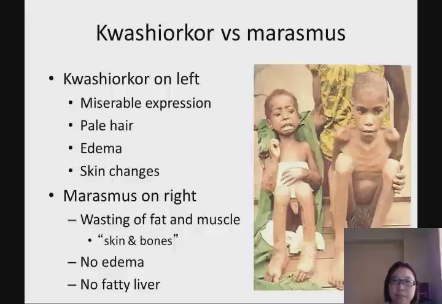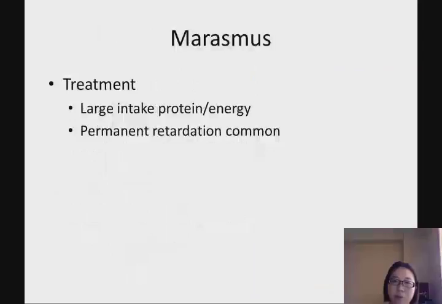All right, so let's see which one is marasmus, which one is Kwashiorkor. Let's look at the leg. Okay, yes, you have edema, but on the right-hand side, the kid did not have edema. The face also looks miserable, and the hair color also changed. So we know the left side is Kwashiorkor and the right side is marasmus. So what are those symptoms that we notice? Are they what you notice as well?